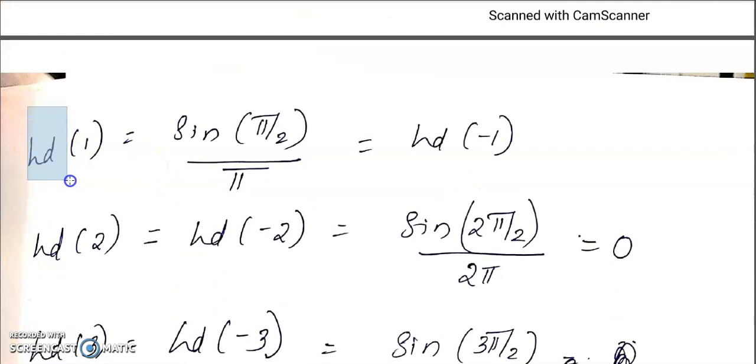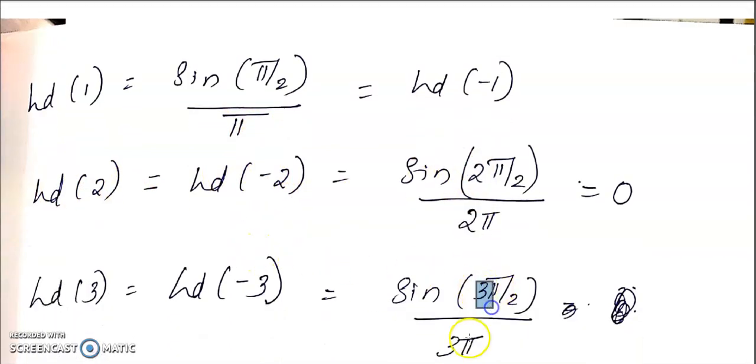So when we compute Hd of n, how can you compute Hd of n? Substitute n is equal to 1, sin of pi by 2 divided by n, with n is 1. Here Hd of 2, n is 2. Then in Hd of 3, n is equal to 3. In the general equation, substitute the value of n. You will get the answer.